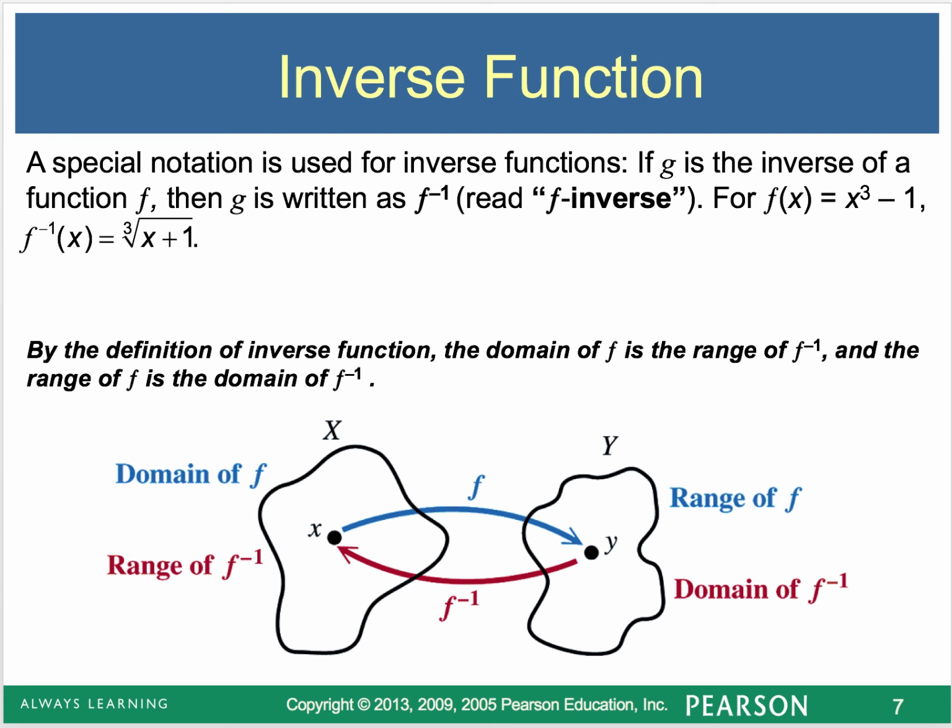Okay, now we get special notation for inverse functions. It's written like this. And it has nothing to do with an exponent, right? It's not a negative exponent. It's just a special notation when it's on an f or a function notation, and it's read f inverse. So I could say f of x is x cubed minus 1. Then f inverse of x is the cube root of x plus 1. If f of x is cube root of x plus 1, then f inverse of x is x cubed minus 1. They're inverses of each other.